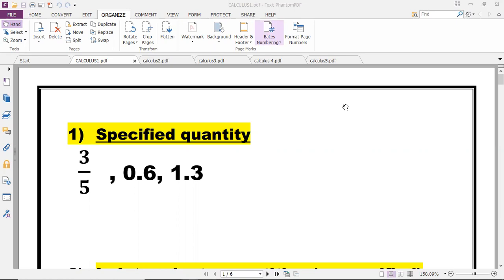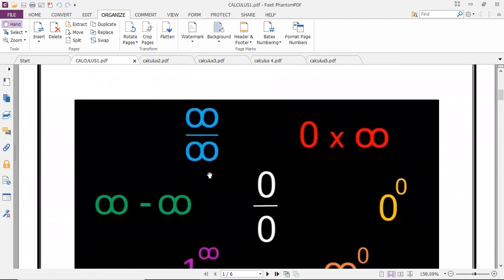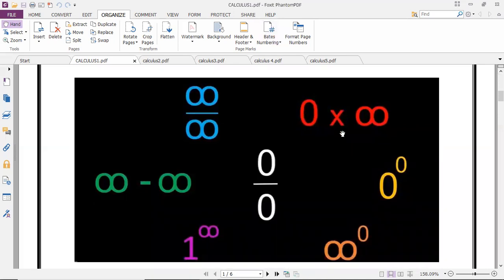And what is the meaning of an unspecified quantity? The unspecified quantity is the quantity we couldn't know the value exactly. Like, look at these values here. Infinity divided by infinity is an unspecified quantity. And 0 times infinity, infinity minus infinity, 0 divided by 0, and 0 raised to the power of 0, infinity raised to the power of 0, and 1 raised to the power of infinity.